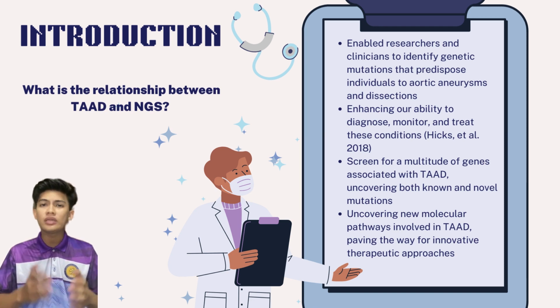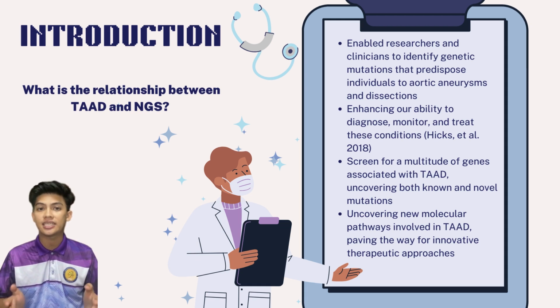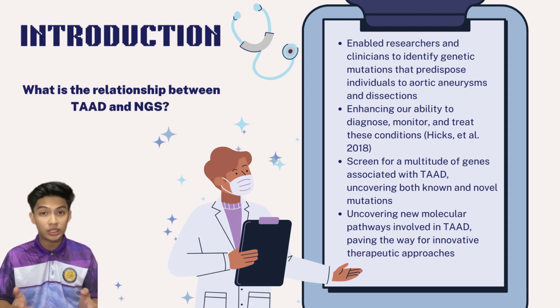This is the crucial part. What is the relationship between TAAD and NGS? In the context of TAAD, NGS has enabled researchers and clinicians to identify genetic mutations that predispose individuals to aortic aneurysms and dissections, enhancing our ability to diagnose, monitor, and treat these conditions, as stated by Higgs et al.